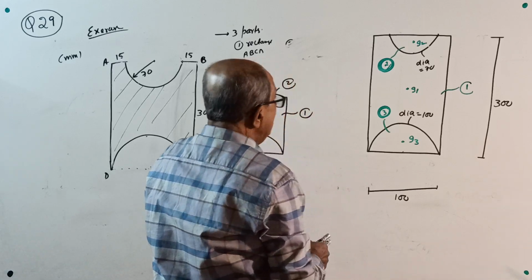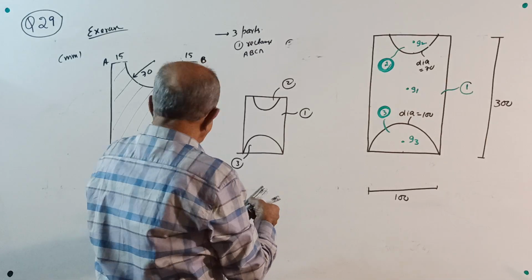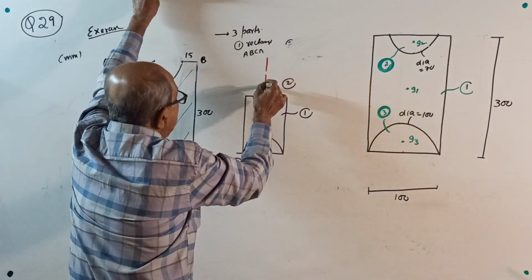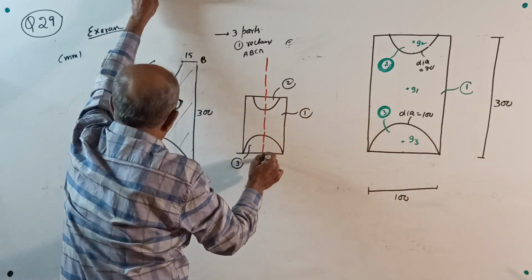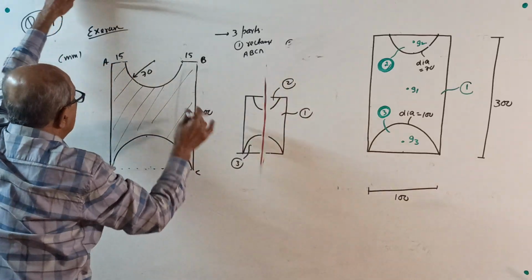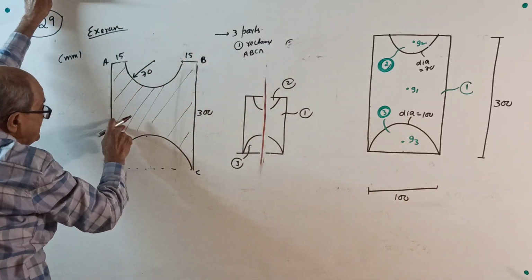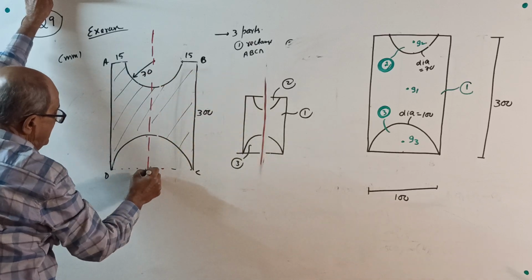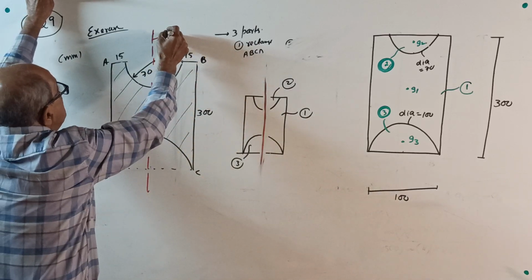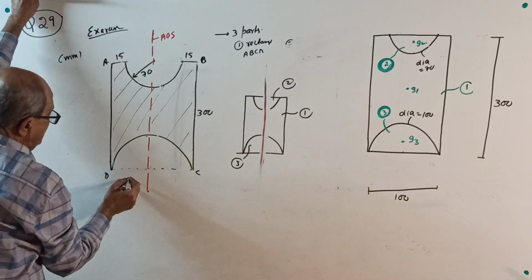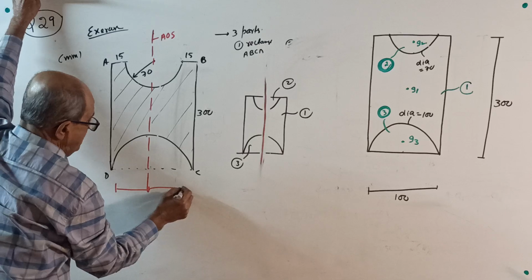I forgot one thing to tell. See, once again, write one more note here in the original sketch. This is the axis of symmetry. Therefore, this full is 100 means this and this both will be out of scale.